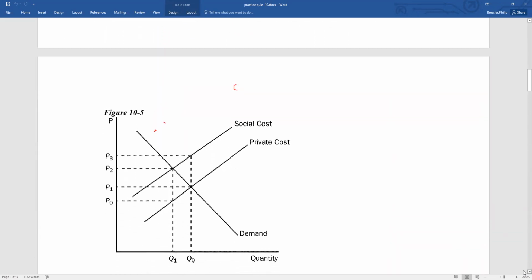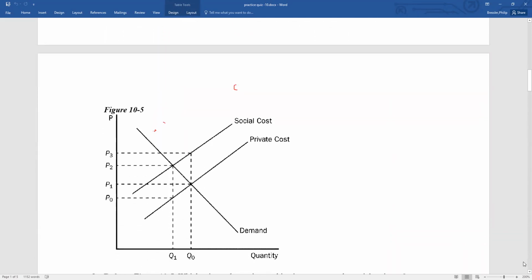Okay. All right. Question 5. Another graph question. So, I think the first thing I want to do when I see these graphs is identify. So I'm going from private to social. So I know it's a negative externality.